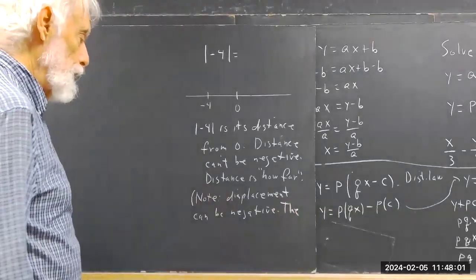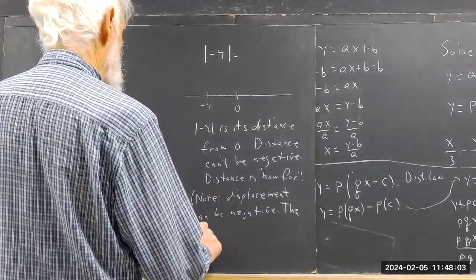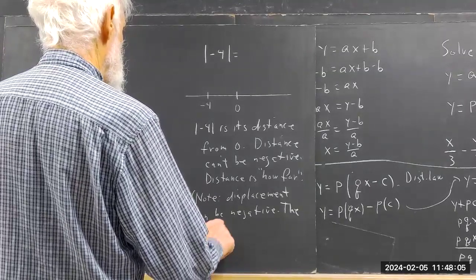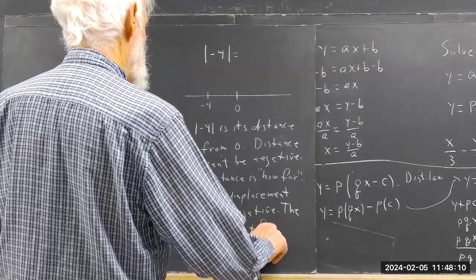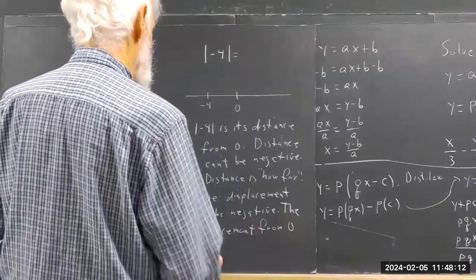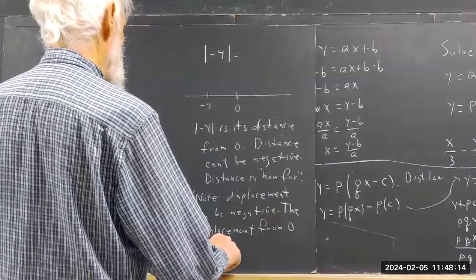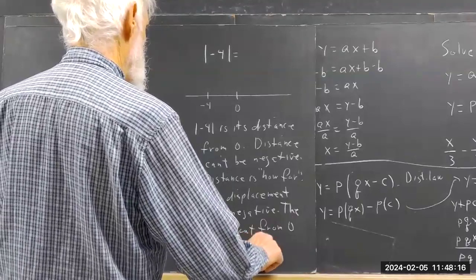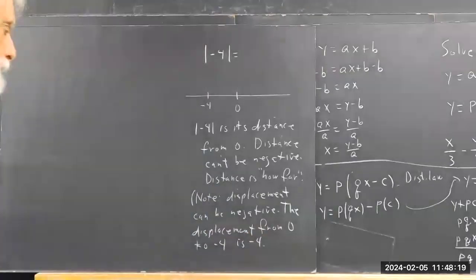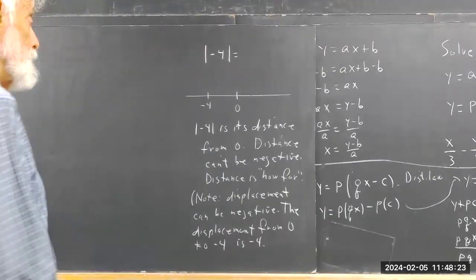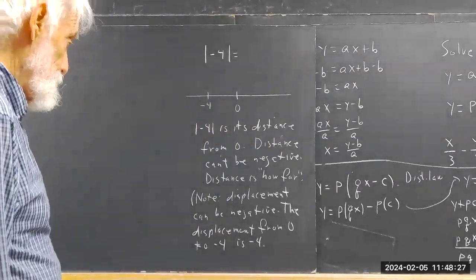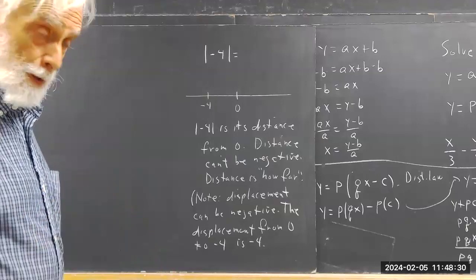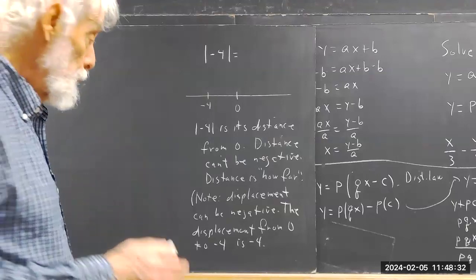Displacement is the thing that can be negative. The displacement from 0 to -4 is -4. Okay, if you go from 0 to -4, you're going in the negative direction. Displacement can have a sign on it. Displacement has a direction.